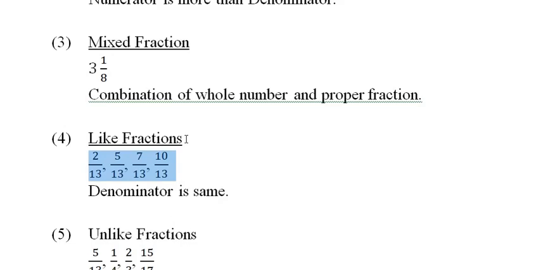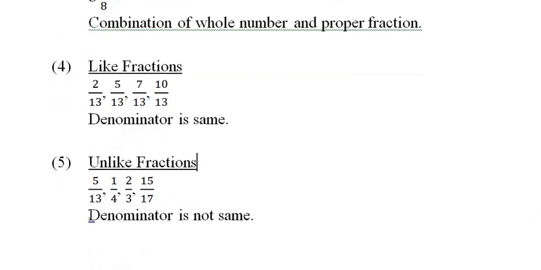Now just the opposite of like fractions is unlike fractions. Unlike fractions are those fractions in which the denominator is not the same. You can see out here 13, 4, 3, 17. So these are unlike fractions, but these are like fractions. So I think with this small introduction, we can now continue with exercise 3.1.